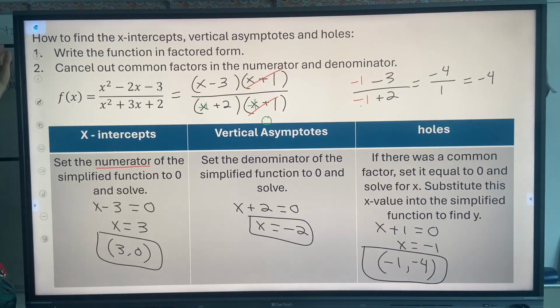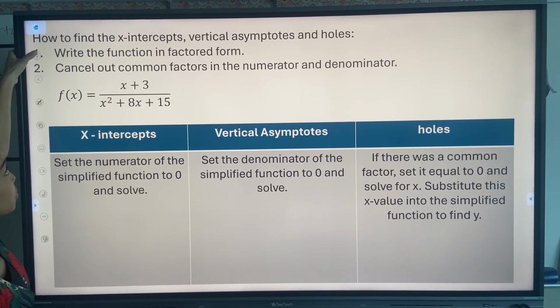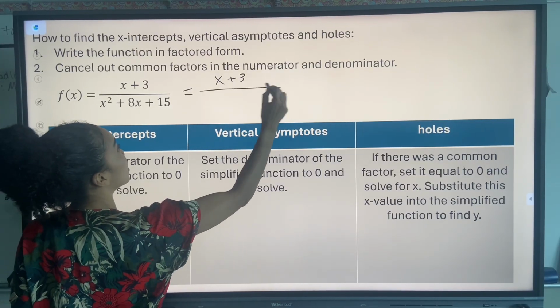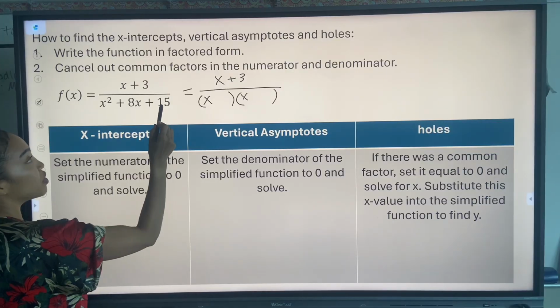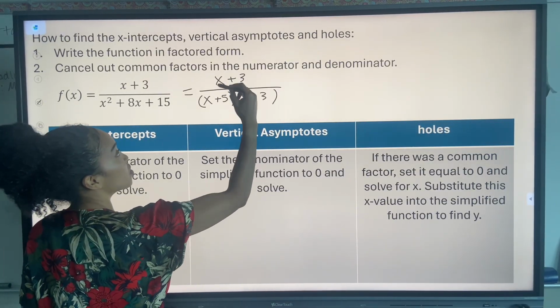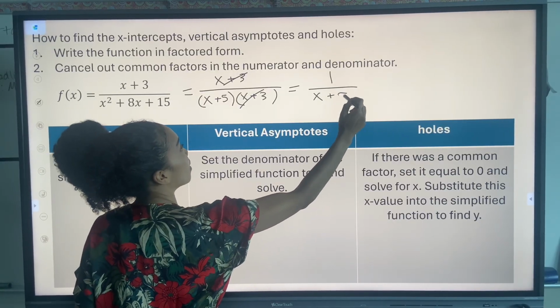Good question. Let's try one more example, and then I'm going to let you guys practice this on your own. Your first step, guys, is to always factor. So the numerator is already good, but let's look at that denominator. Give me two numbers that multiply to 15 and add to 8. Yep, 5 and 3. So those cancel. You're just left with 1 over x plus 5.